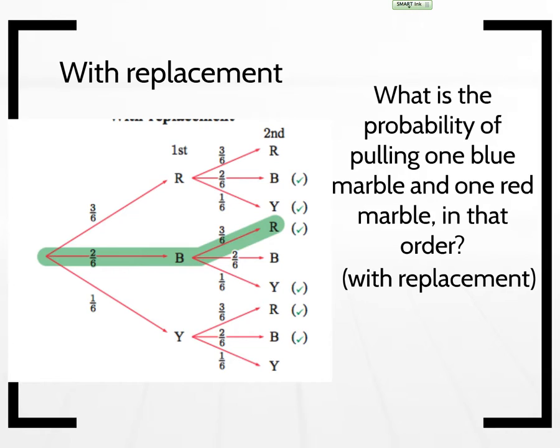So then the question, what's the probability of pulling 1 blue marble and 1 red marble in that order? And this is with replacement. So that's what's highlighted in green here. Pulling out a blue one and then a red one. So remember from Friday, when we are figuring out this probability, I have to multiply these. So I have to take, and I forgot to align the board.